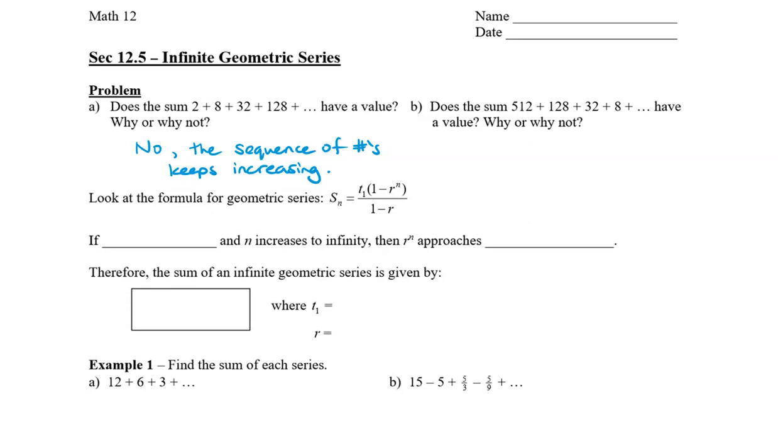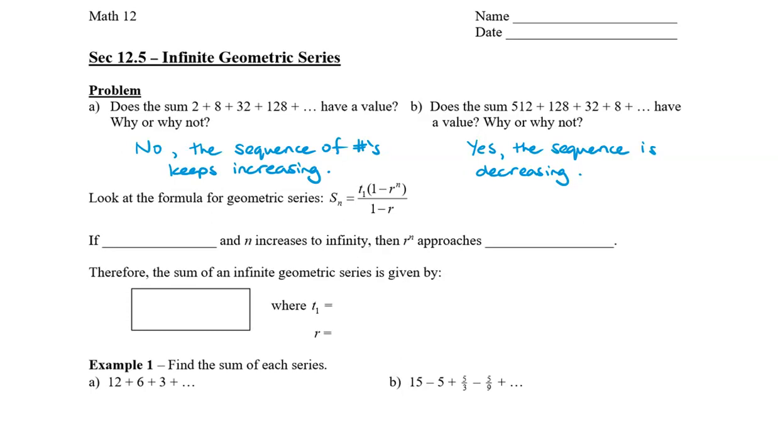All right. Another way to think of it is that the ratio is greater than 1, so it's going to keep increasing. Now, when we take a look at the second series, I should say, we have 512 plus 128 plus 32 plus 8, and we can see that the numbers are decreasing. So does this series have a sum? And the answer is yes. And that's because the sequence is decreasing. Or we can also say that because the r value is less than 1.